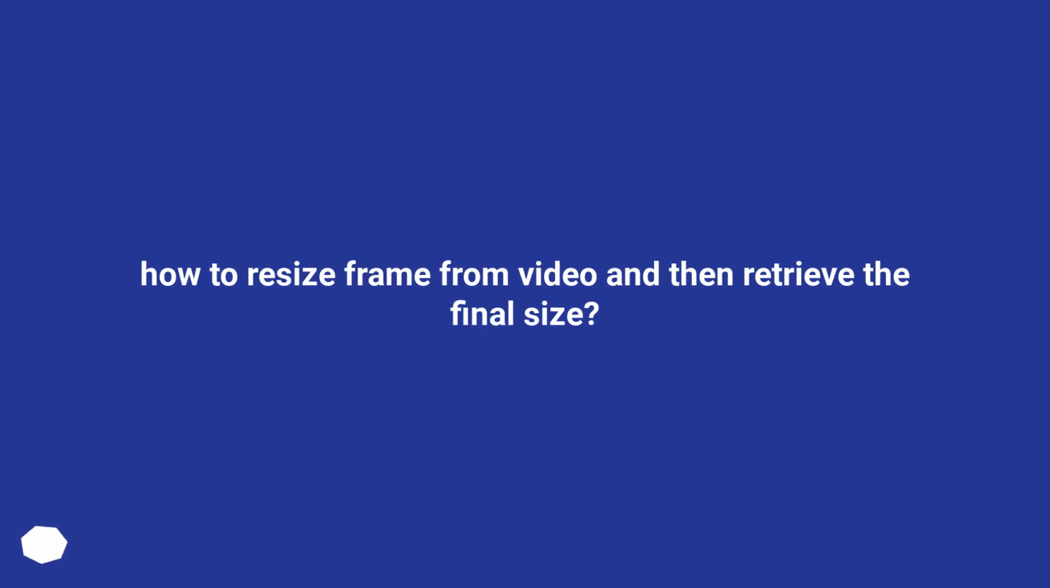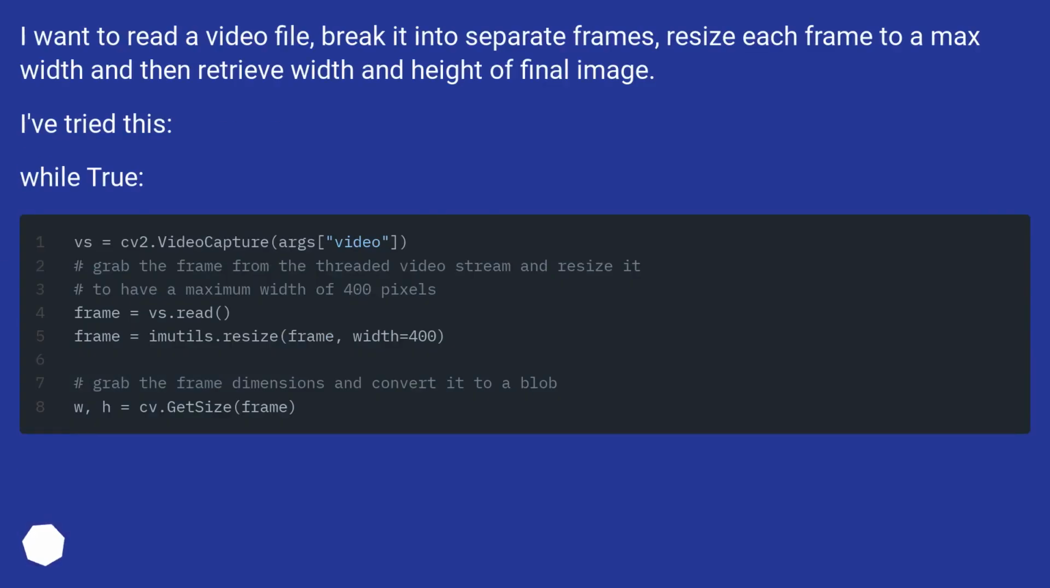How to resize frame from video and then retrieve the final size. I want to read a video file, break it into separate frames, resize each frame to a max width and then retrieve width and height of final image.